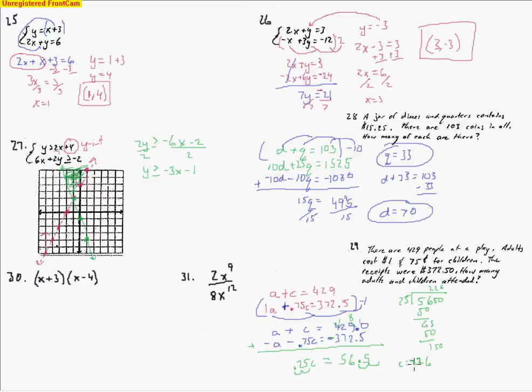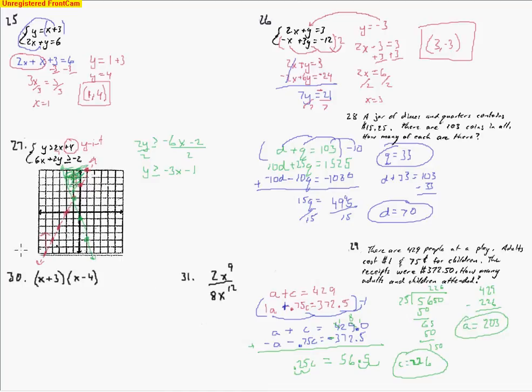Well, how many adults came? Well, if we subtract this from the total, it'll give us our answer. So let's do that. 429 minus 226. So when I do that subtraction, I end up with 203 adults ended up showing up.